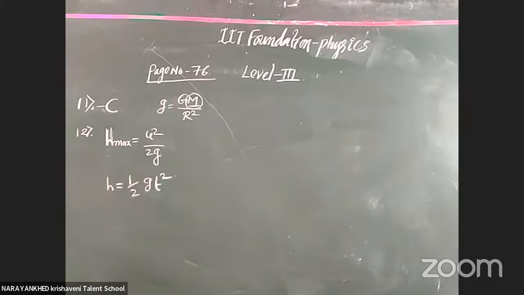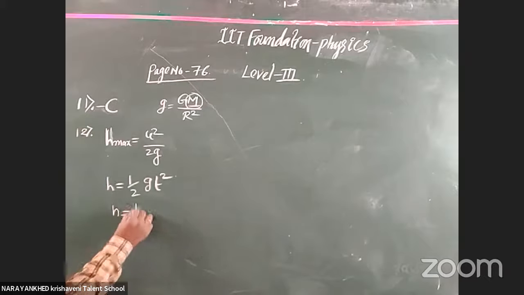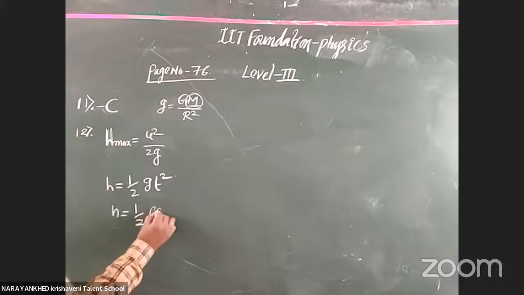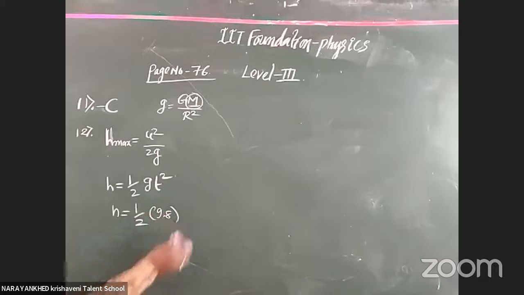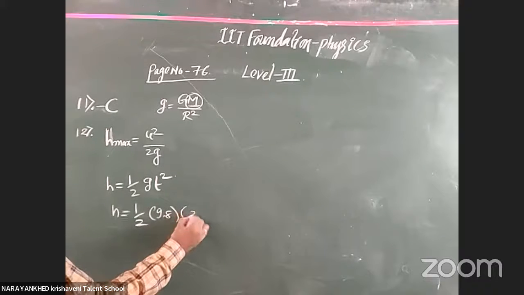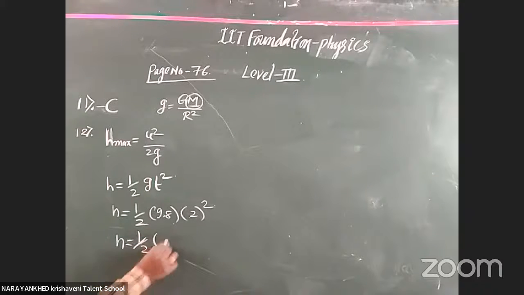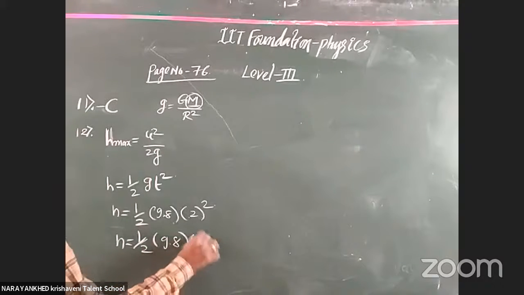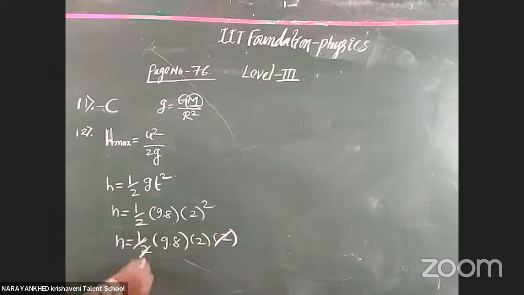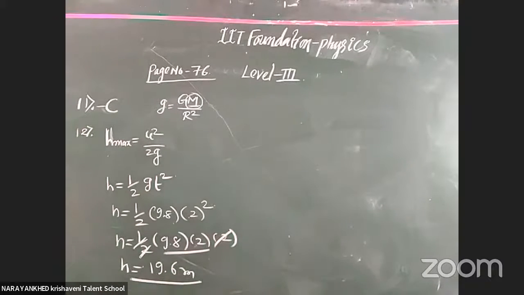Now, this formula is enough for us. What does it become now? h is equal to half into the g value, 9.8, into the t value given, 2 square. So h is equal to half into 9.8 into 2 into 2. The 2s cancel each other. Then 9.8 into 2 means 19.6 meters. The answer is 19.6 meters.